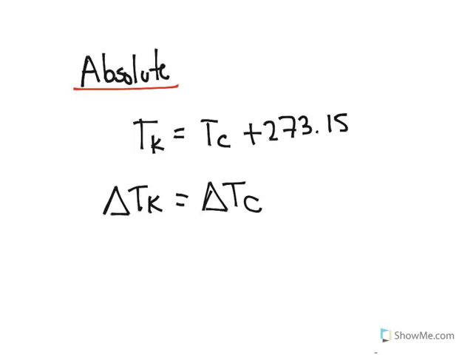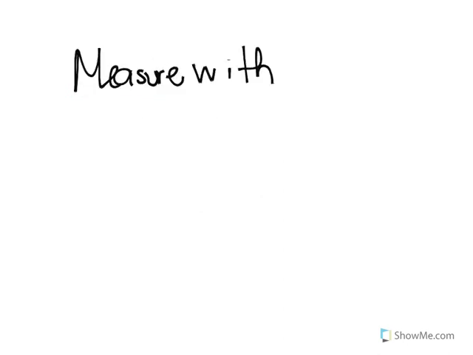This is an absolute scale because it starts from the absolute 0, which is minus 273.15 Celsius, corresponding to minus 459.67 Fahrenheit. We measure the temperature with a thermometer.